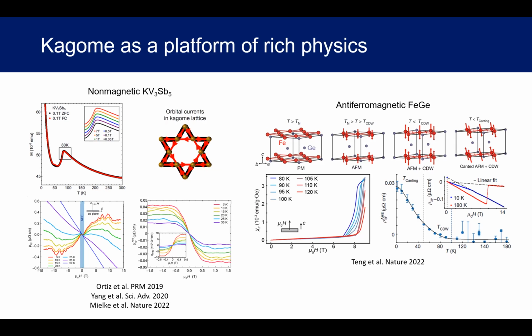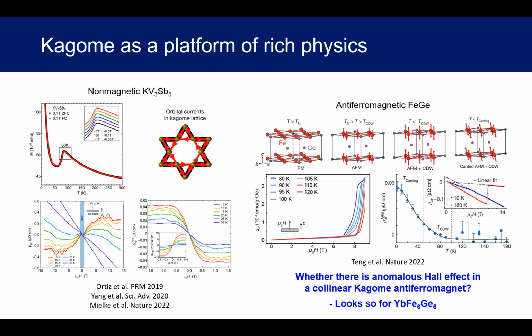So, the problem I want to address is whether an anomalous Hall effect can exist in a collinear kagome antiferromagnet. In the following, I hope that I can convince you that it looks so in this ytterbium iron germanium kagome magnet.